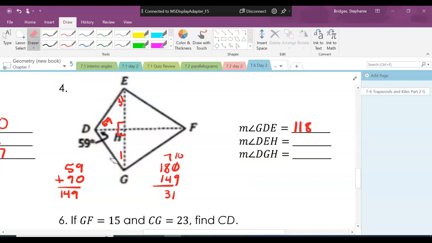All right, let's see. What's the next one? DEH. Did we figure out what DEH was? 31. Okay. And then the next one we want is DGH. Do we already have that one too? 31. Okay. So technically your diagonals cut the kite into two isosceles triangles, but then two congruent triangles and two congruent triangles, depending on which way your kite's turned. Anybody have any questions so far?